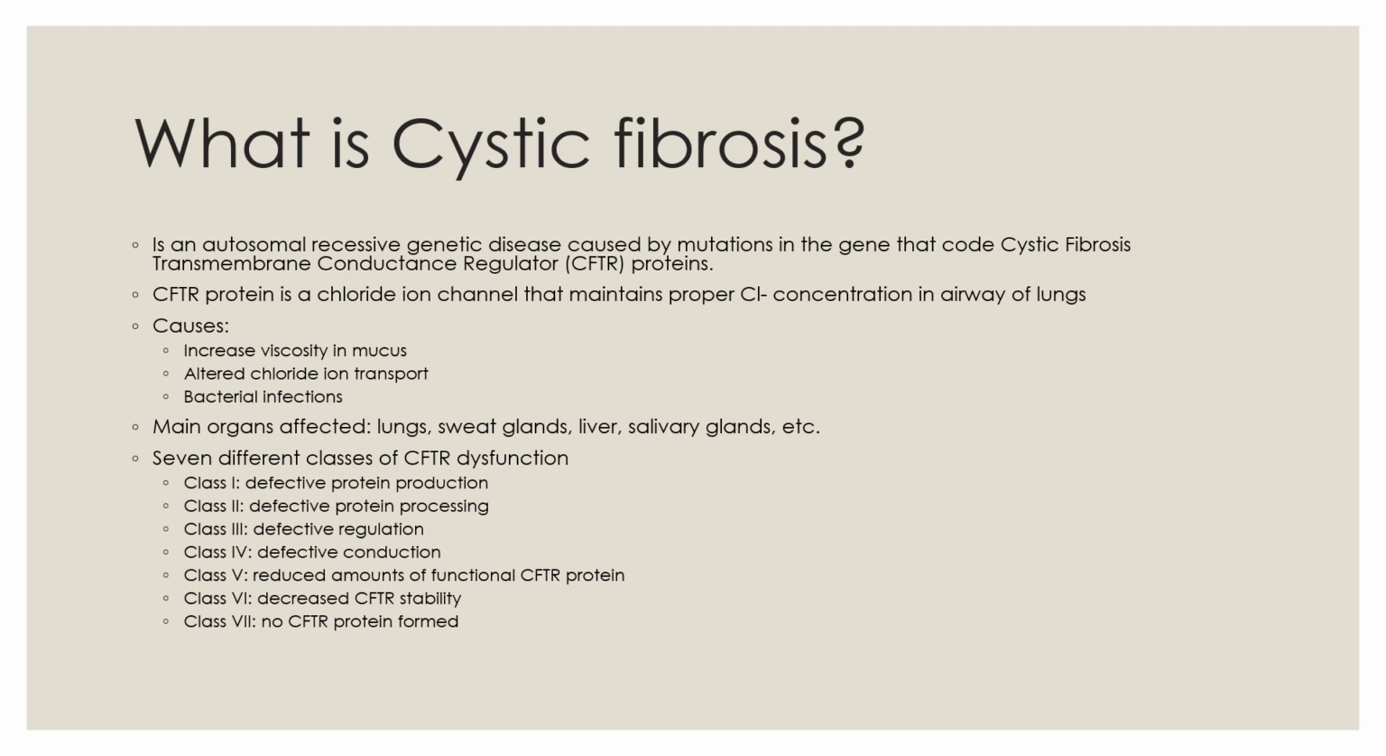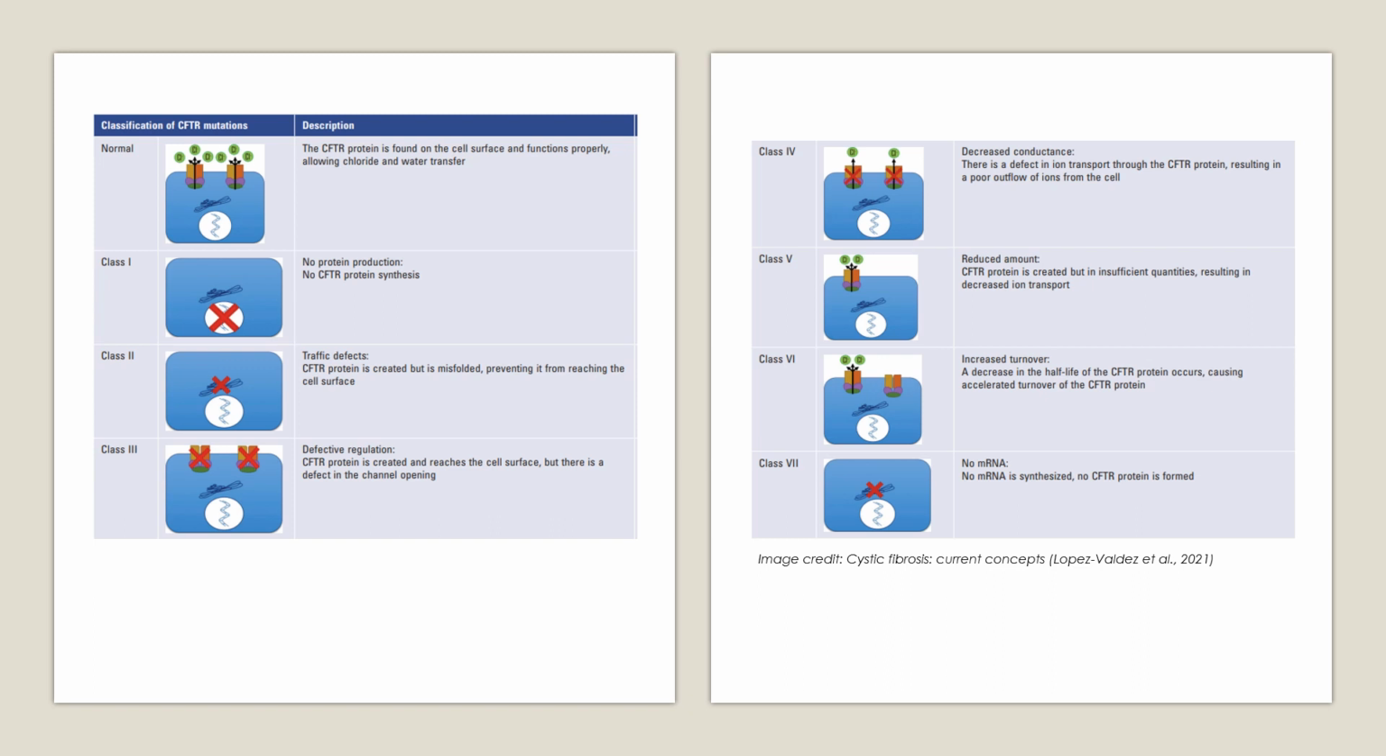There are 7 different classes of CFTR dysfunctions. I went ahead and listed them here for you to see. I've also listed what each defect does, or which class. In this slide, the image is taken from the article Cystic Fibrosis, Current Concepts, which was published in 2021, and it gives you more of an idea of what is going on in the cell membrane that is causing the defects of cystic fibrosis. You can kind of see here and read what each does.